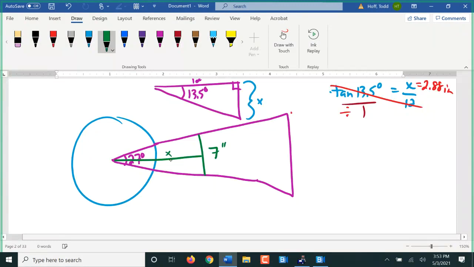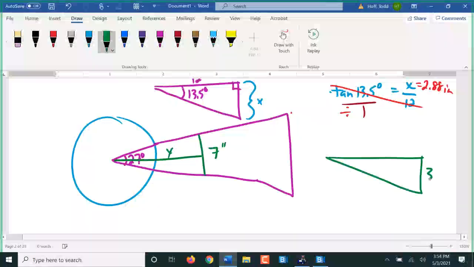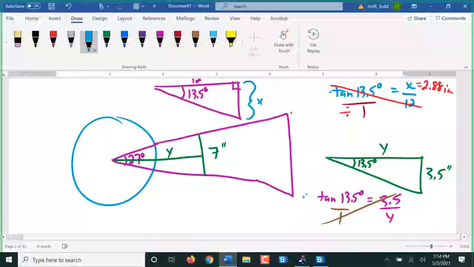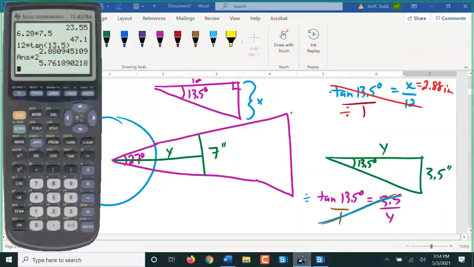We've got to figure out what this length here has to be. Call that a length Y since I already used X. This is going to be 3.5, half of the 7, and this is 13.5, half of the 27. We need to figure out what Y has to be. Tangent of 13.5 equals 3.5 over Y. So I'll make that 1, and I will cross multiply and divide. So 1 times 3.5 is 3.5 divided by tangent of 13.5 gives us 14.6 inches, we're going to call that.